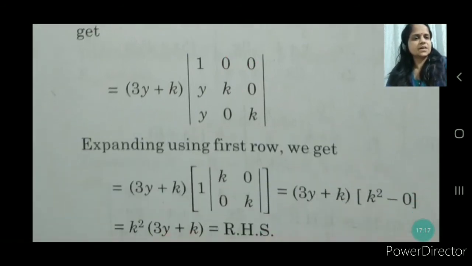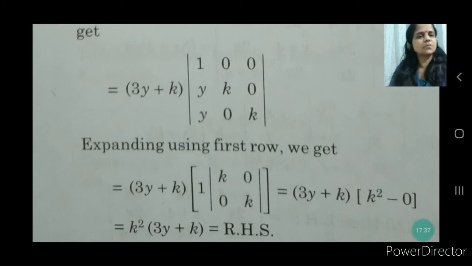now expanding using first row. So here first write 3y plus k, and this first row, first column will be eliminated, and you will get here k 0 0 k, k into k, it is k square. So the final answer is k square in bracket 3y plus k.